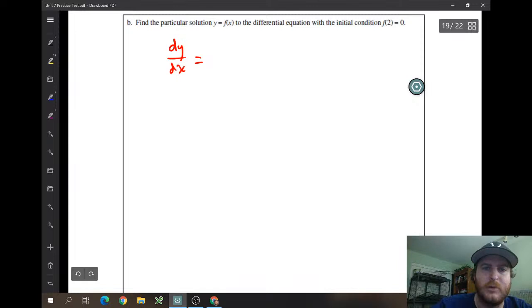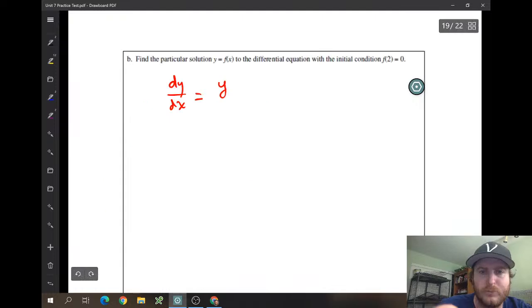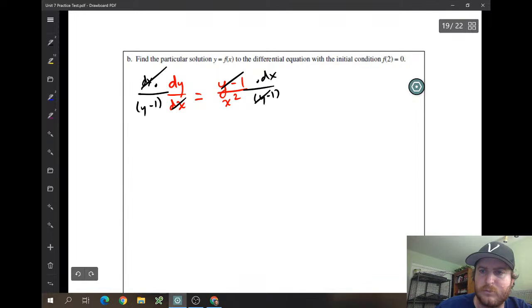So I'm going to just come back up here and rewrite exactly what we had, y minus 1 over x squared. And then we will do times dx, and divide by y minus 1. So that gives us dy over y minus 1 equals, now this is in the denominator.